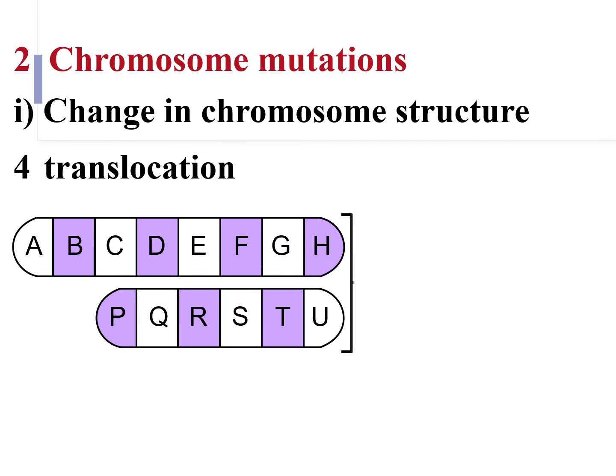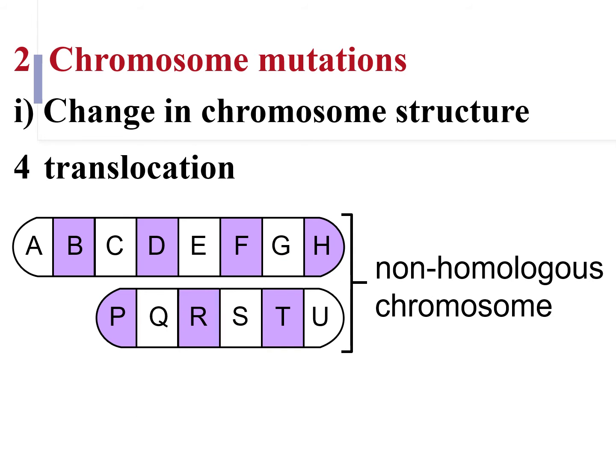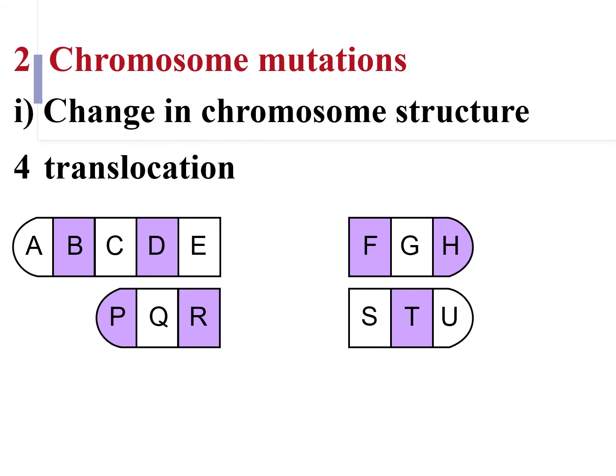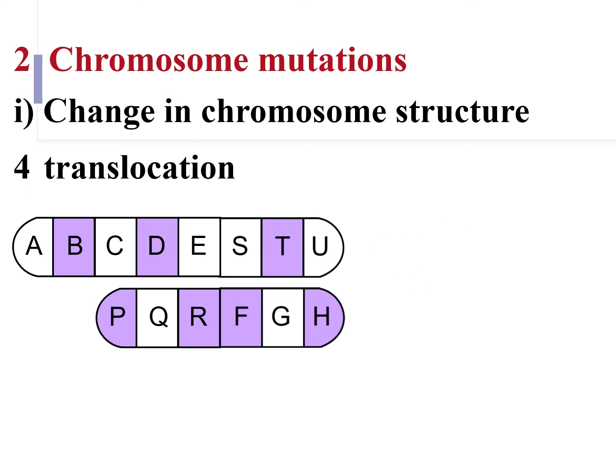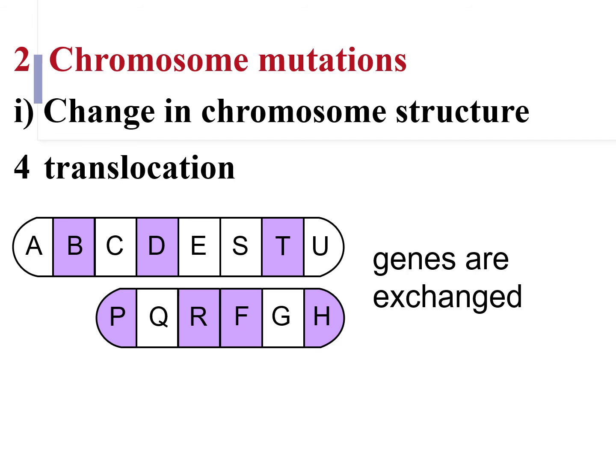The fourth type of chromosome mutation is the translocation mutation. On the diagram shown, you have two different chromosomes. They are non-homologous chromosomes. When translocation occurs, parts of the two different chromosomes will be exchanged. After exchanging part of the chromosome and part of the genes, we call this the translocation mutation.